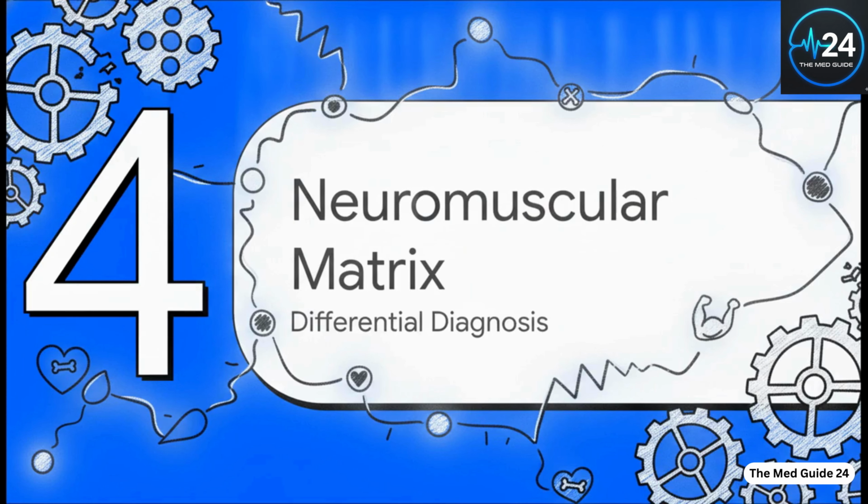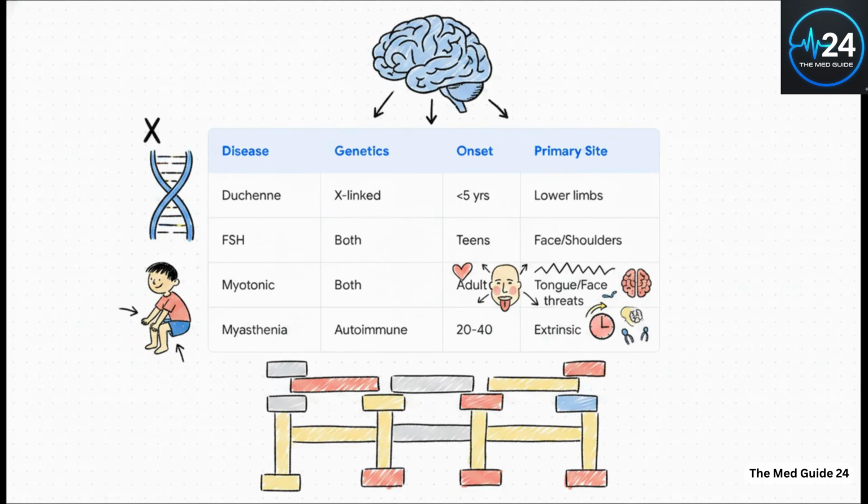Moving into Section 4, the Neuromuscular Disorders Matrix. We're going to take all those individual mechanical and electrical failures and organize them into the ultimate differential diagnosis tool. Seriously, wake up if you've been dozing, because this is where you earn your points on the wards. So, the whole trick here is memorizing this specific matrix.